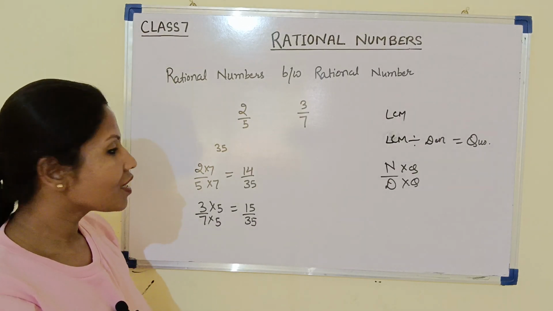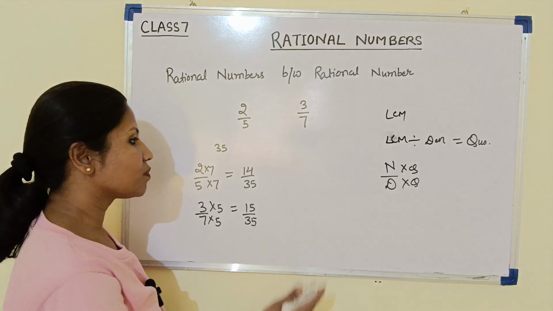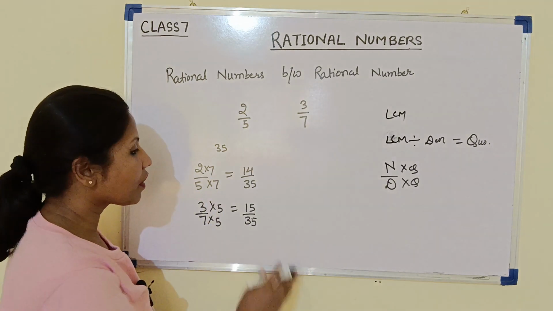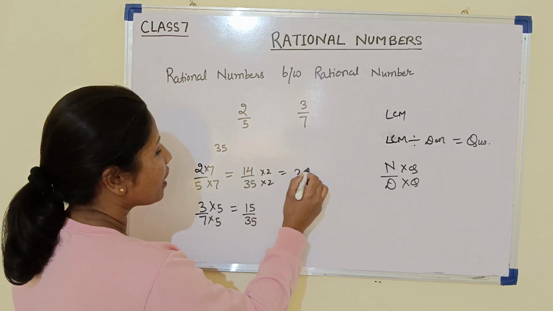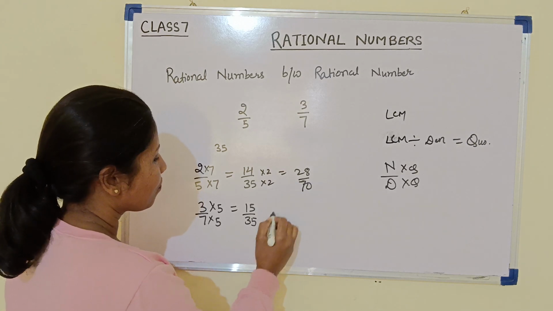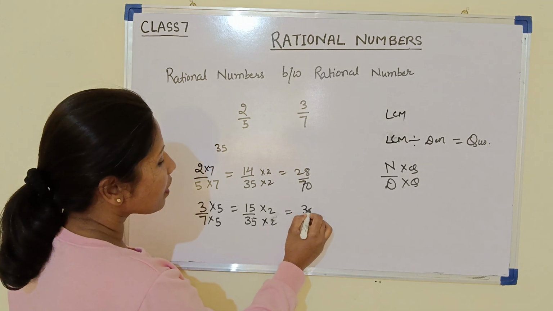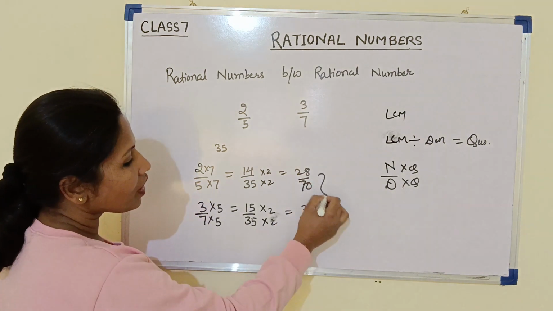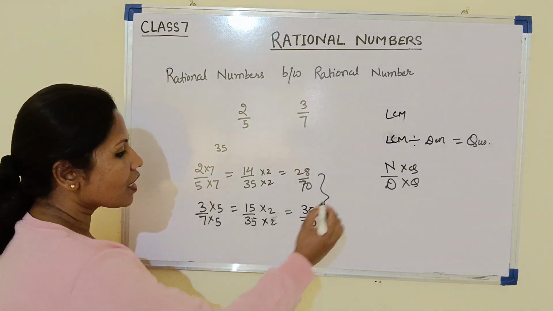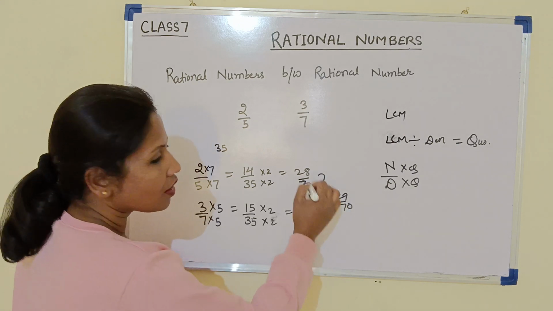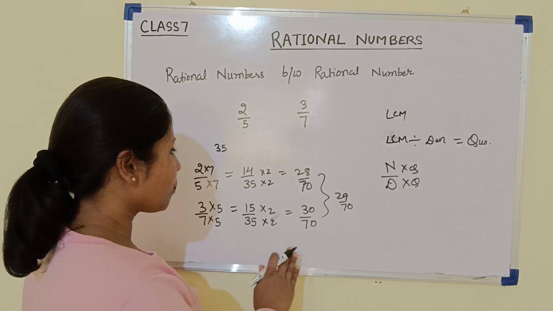So they are very close. We will not get anything from this. So what will we do? Now we will find equivalent fractions. Let's multiply 14 by 35 by 2. 28 by 70. Let's multiply here by 2. It's 30 by 70. So in between, how many rational numbers will we get? We will get many rational numbers. But as of now, we can say 29 by 70, right? Between 28 and 30, 29 by 70.